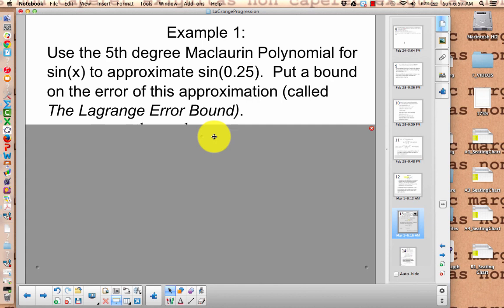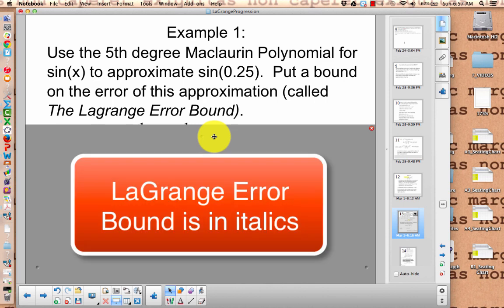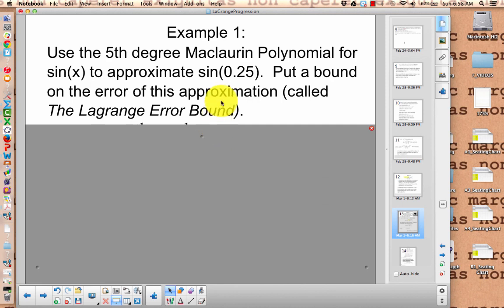Use the fifth degree Maclaurin polynomial for sine x to approximate the sine of 0.25, which is a nasty value that we could not do without a calculator. Put a bound on the error of this approximation. This process is called the Lagrange error bound. That's how the AP test will refer to it. So what they want is the approximation for this number using the Maclaurin polynomial, and then how accurate can you guarantee this approximation is?